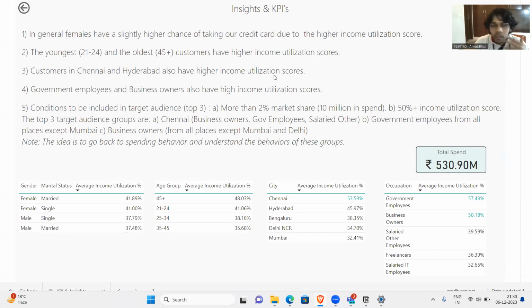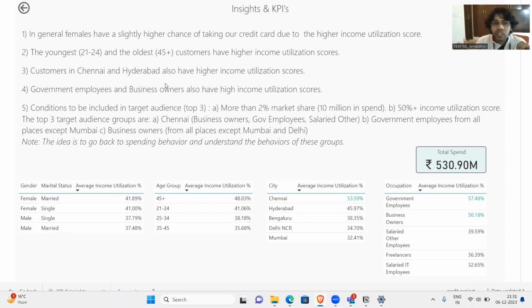Second, like the other insights that I have, the youngest people who are 21 to 24 years old and 45 plus year olds have higher income utilization scores in general. You can see 45 plus and this one and the 21 to 24. It's basically arranged in descending order, so that's why you see these are the top two here. Both are above 40.